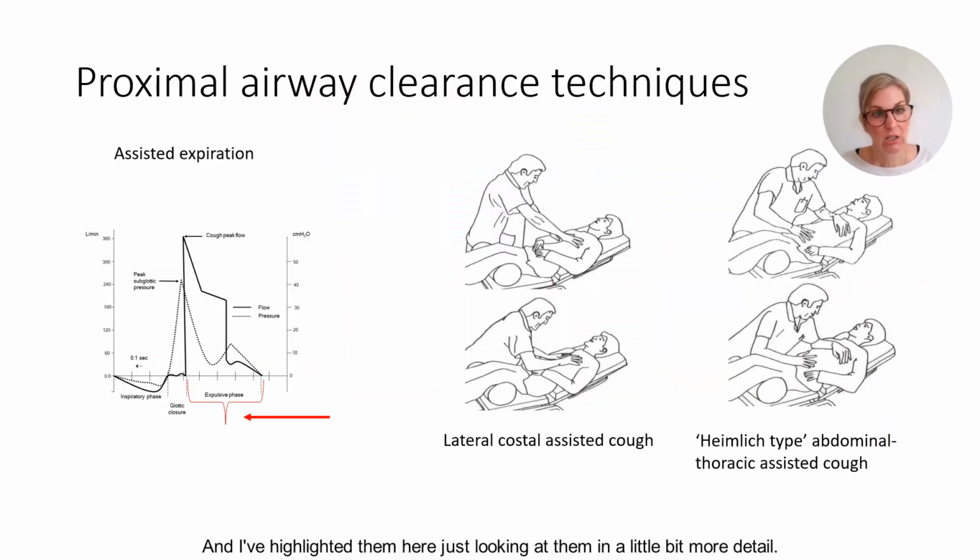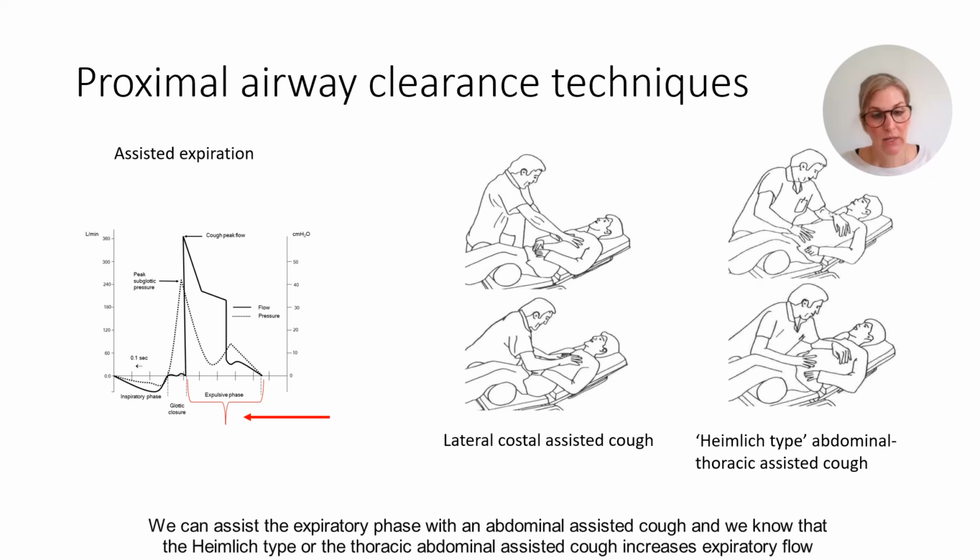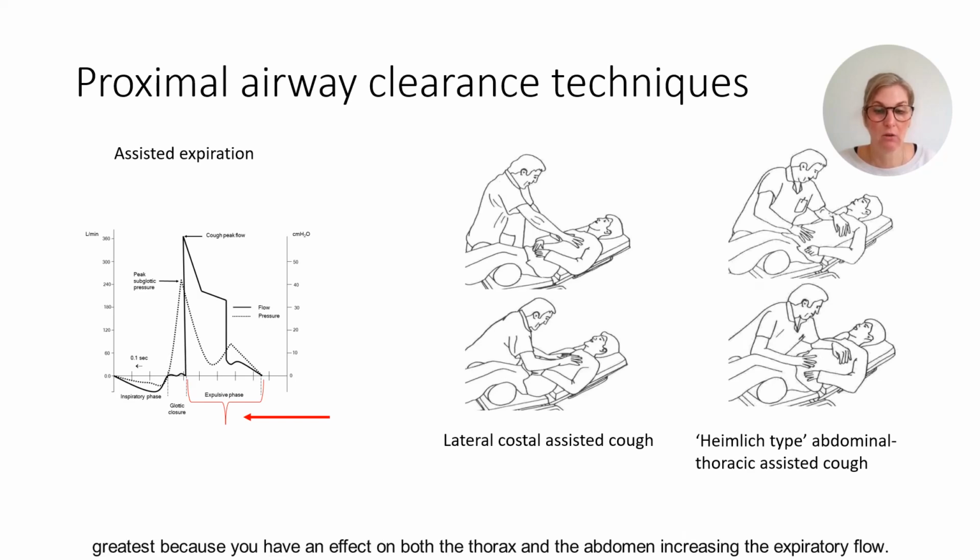Just looking at them in a little bit more detail, we can assist the expiratory phase with an abdominal assisted cough. And we know that the Heimlich type or the thoraco-abdominal assisted cough increases expiratory flow greatest because you have an effect on both the thorax and the abdomen, increasing the expiratory flow.